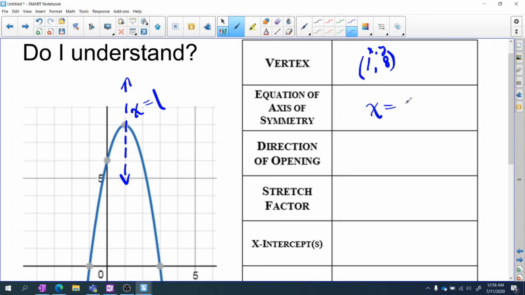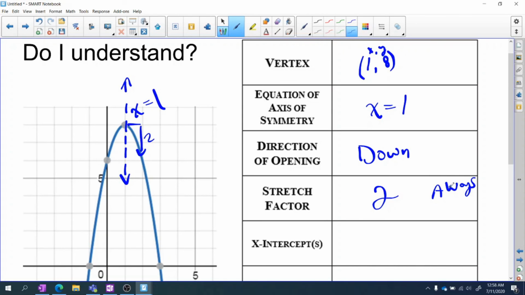It's x equals 1. Which direction does this parabola open? Well, hopefully that's easy. You just look at the picture. When the picture's there, it opens down. Stretch factor. I briefly explained that earlier. Let's go here to the vertex, go 1 unit left, and see what happens. So I go 1 unit left, down 2. 1 unit right, down 2. That's your stretch factor. That's how you tell. Over 1, down 2. Stretch factor, and it's never negative. Even if it opens down, your stretch factor is always a positive number.